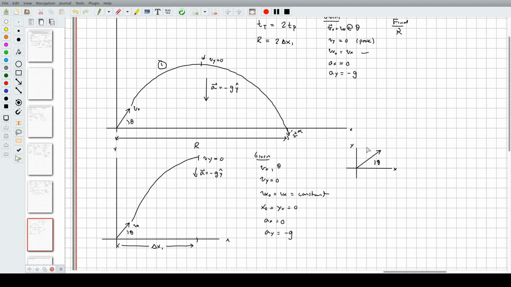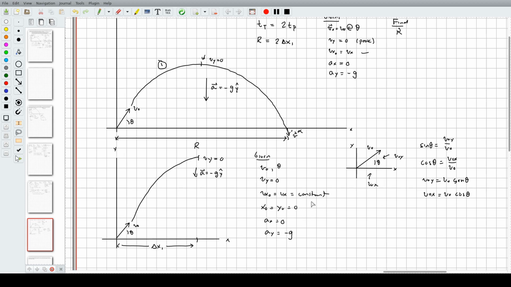Okay, there's theta, v naught. This side right here would be v naught y. This side right here would be v naught x. And if you think of your standard sine of theta being opposite over hypotenuse, cosine of theta being adjacent over hypotenuse, symbolically our velocity in the y direction would be this, v naught sine theta. And our velocity in the x direction would be this.